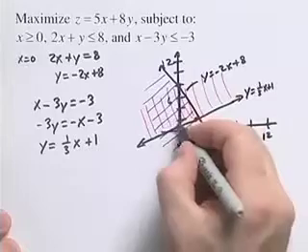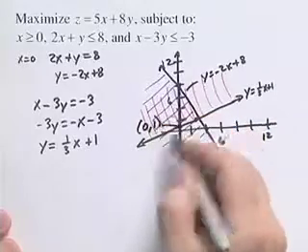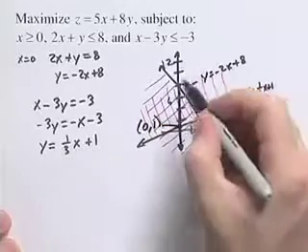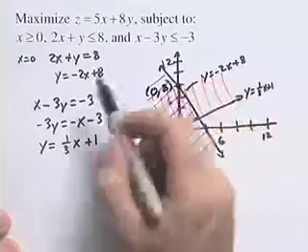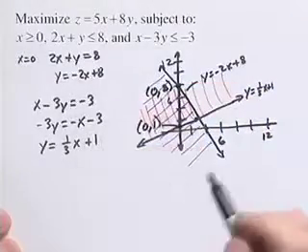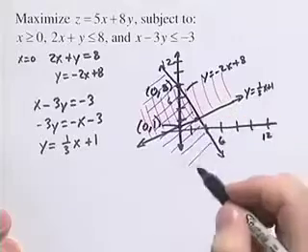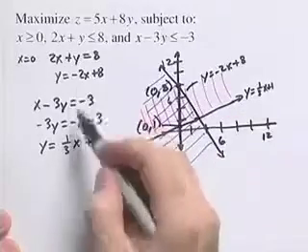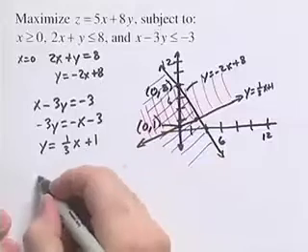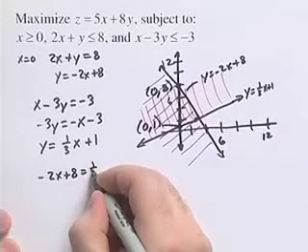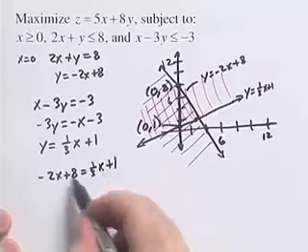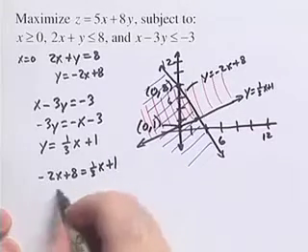This is going to be 0, 1. That's the y-intercept for this line. This point is 0, 8. That's the y-intercept for that line. We need to find out where those two lines cross. So we're going to set the two y's equal to each other. So we'll have negative 2x plus 8 equals 1/3 x plus 1. We need to solve this for x.